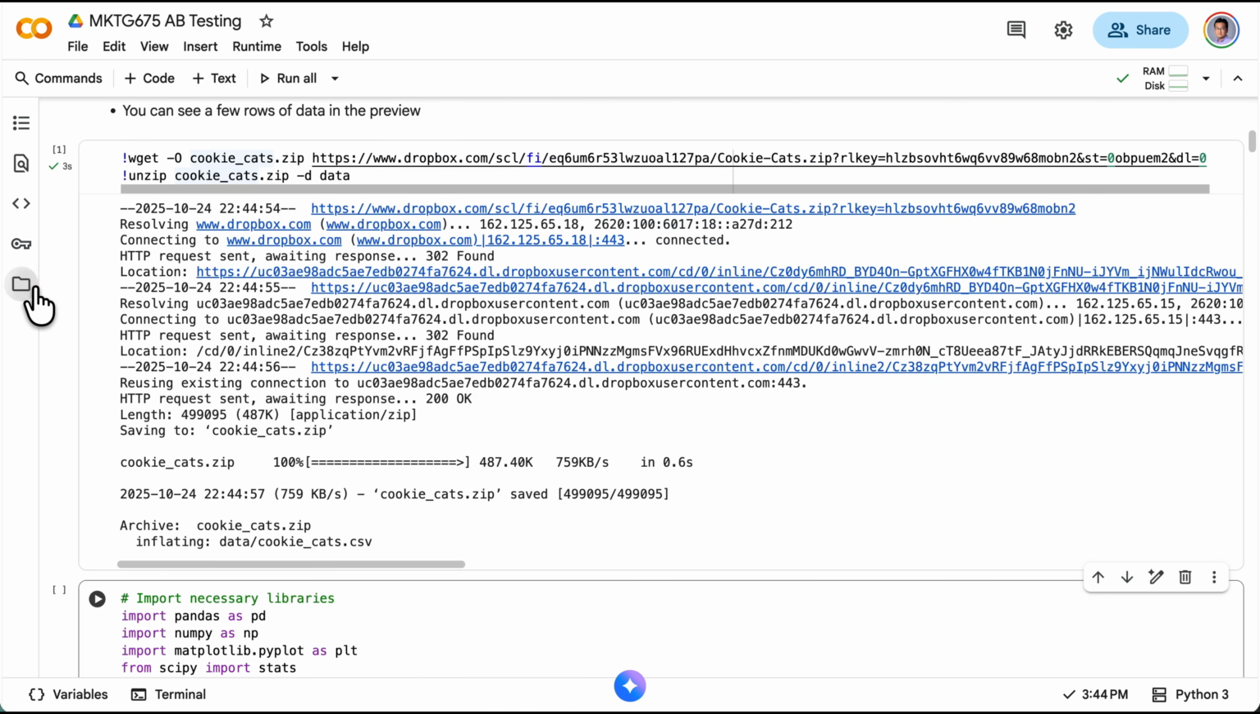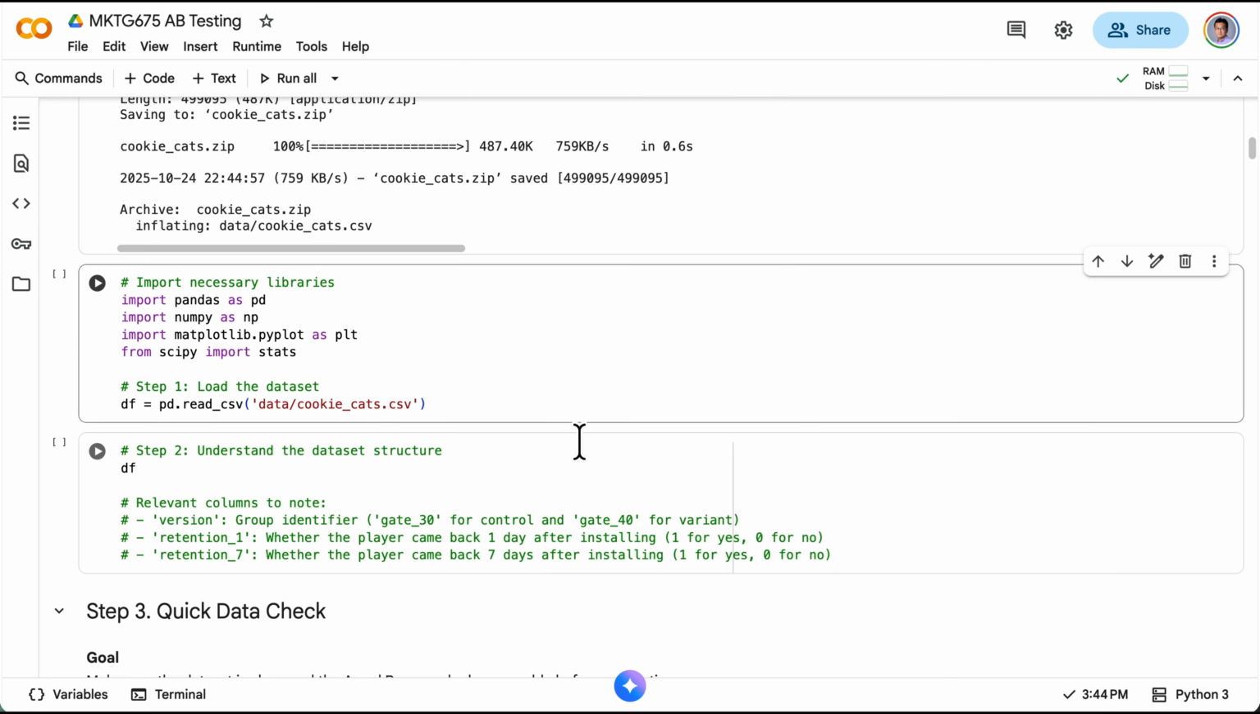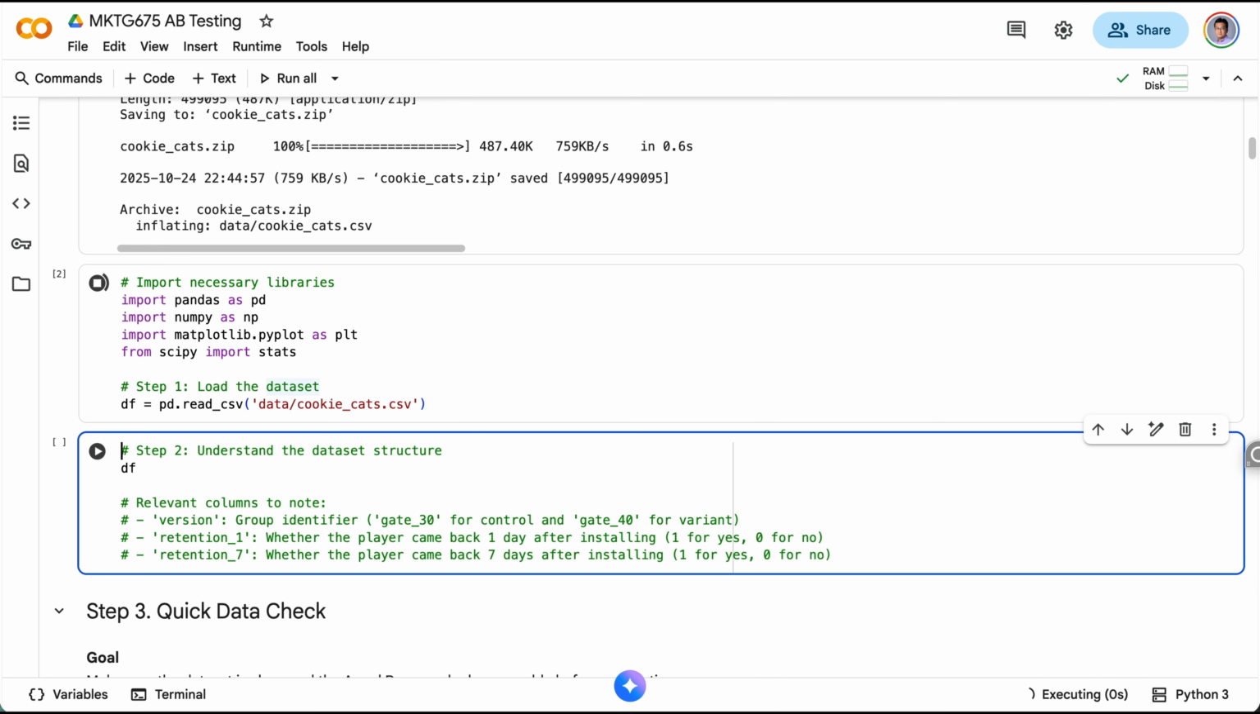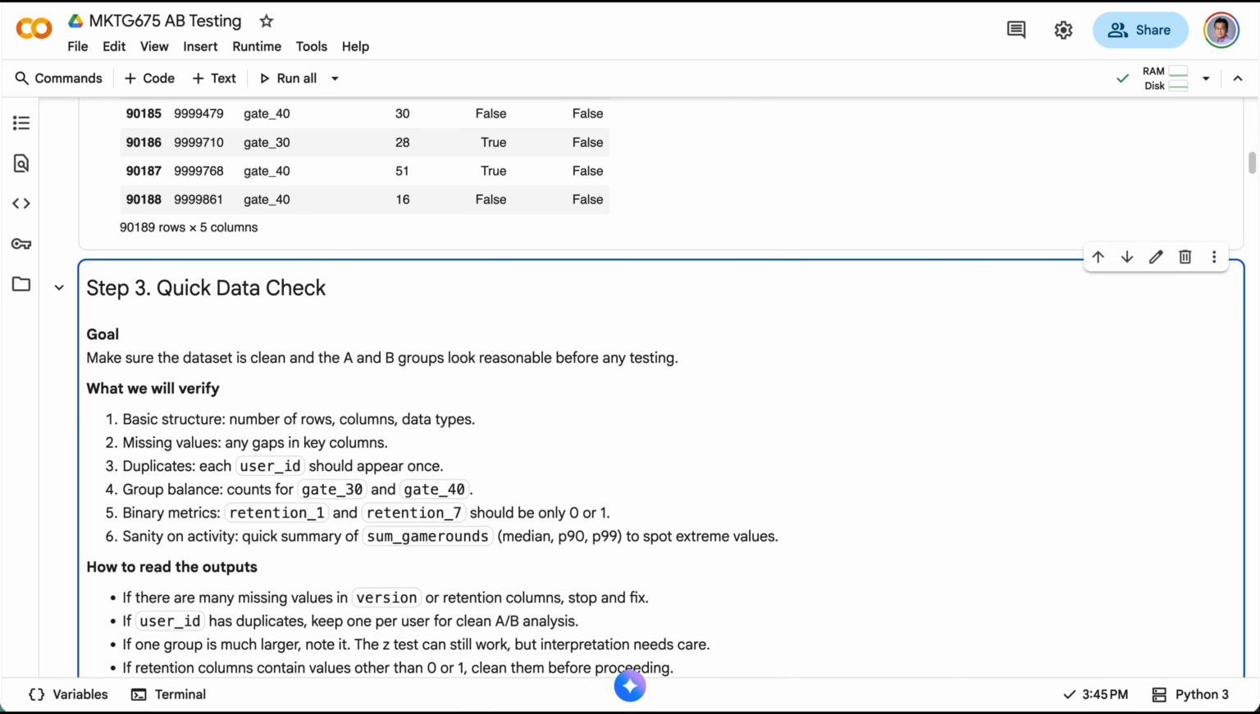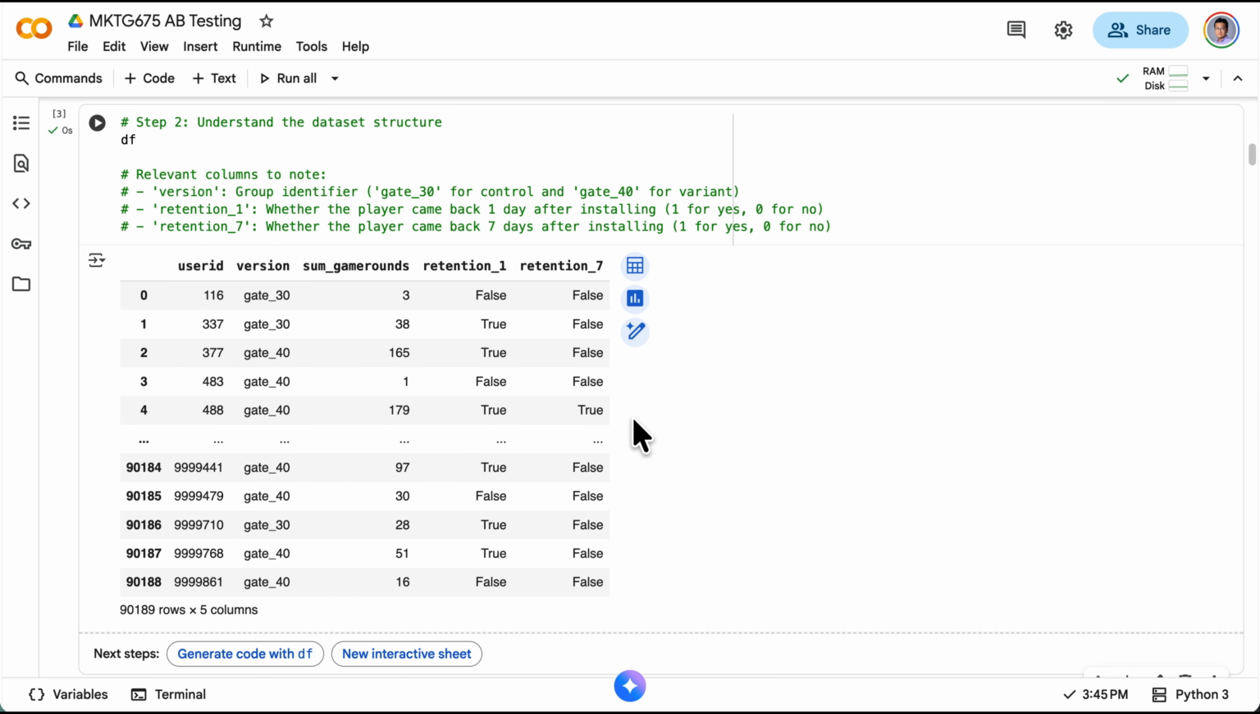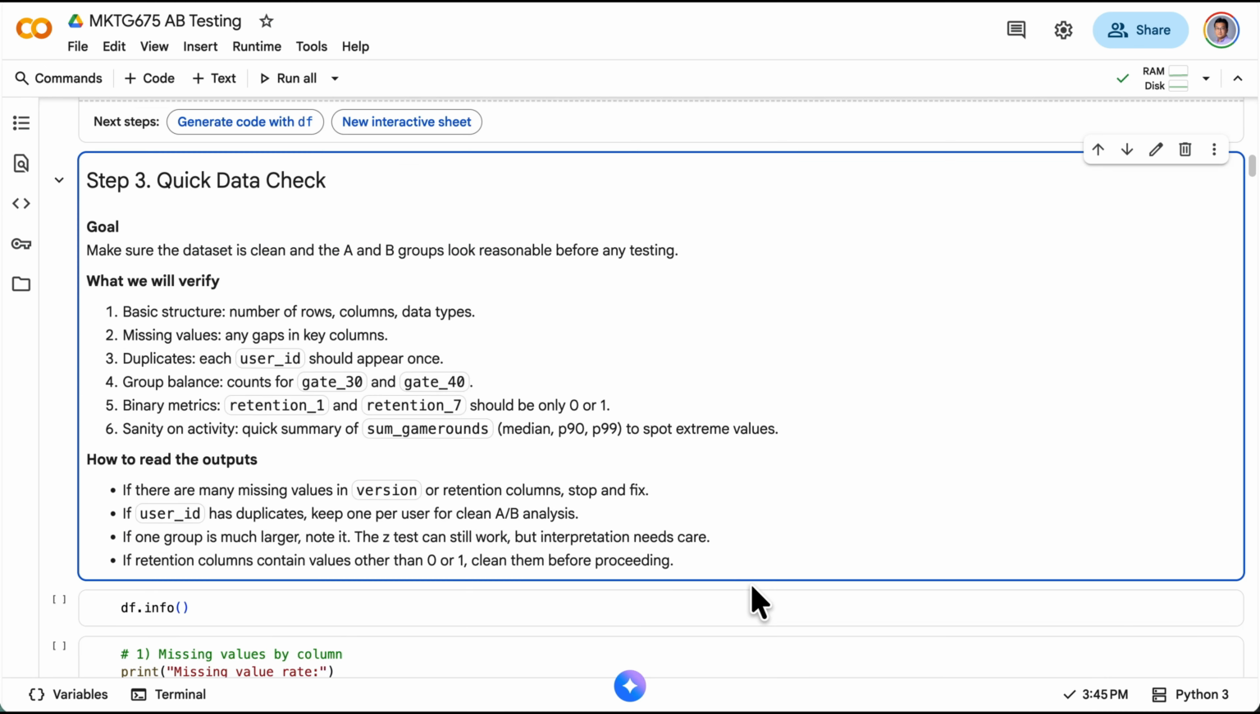On this screen you see the dataset link and the required columns. We've downloaded the CSV and loaded it as a data frame named DF. Here are the first few rows. Each row is one user with a version, total game rounds, and two binary flags: day 1 and day 7 retention. You should be able to spot both gate 30 and gate 40 in the preview.